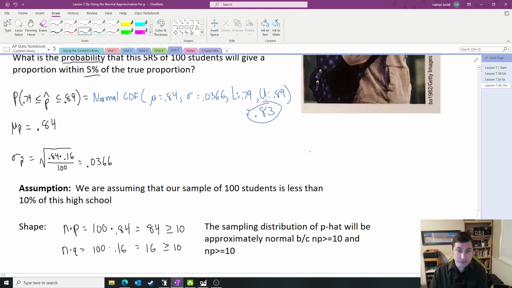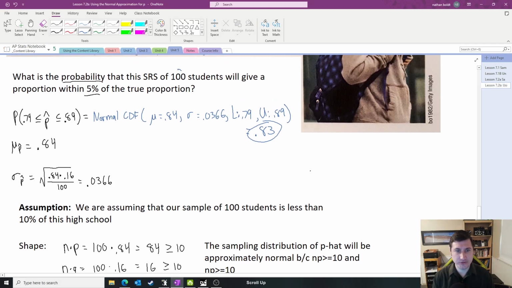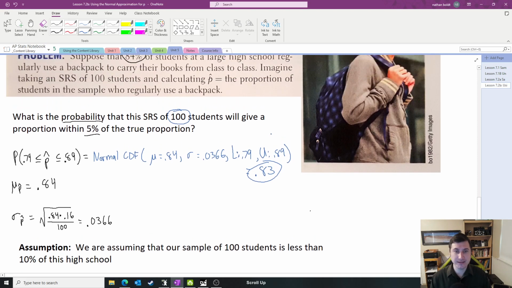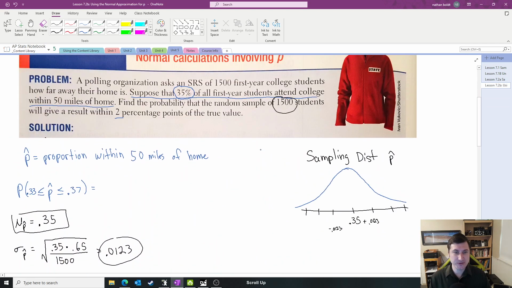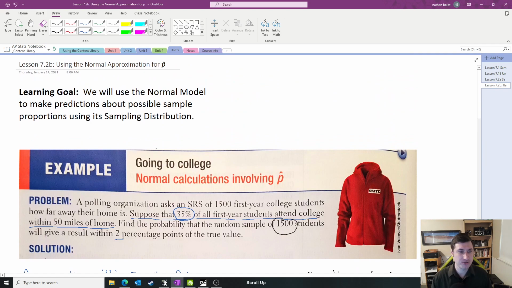So there's an 83% chance that this SRS of 100 students will give us a proportion between 79% and 89% of students using their backpack. All right, I hope that kind of makes it clear how to use a normal CDF approximation to figure out and make predictions about possible sample proportions using a sampling distribution.